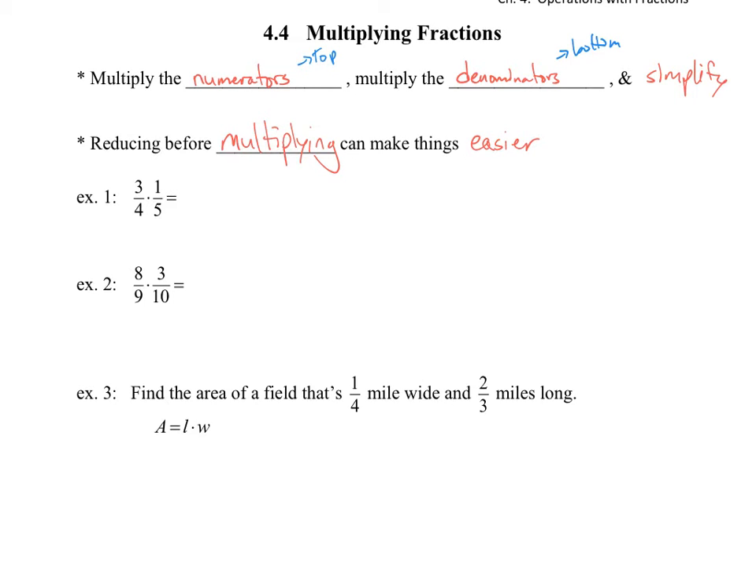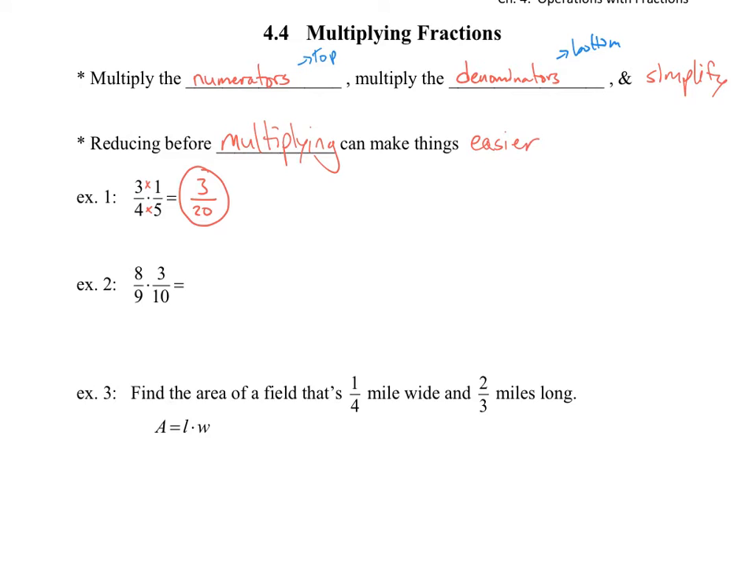So when I look at example 1 here, I have on the top a 3 and a 1. So I multiply those. I just do 3 times 1, that equals 3. Sorry, 4 times 5 equals 20. So I have 3/20. Does anything fit into 3 and 20? No, other than 1. The only thing that fits in there is 1. So this is our final answer. Okay.